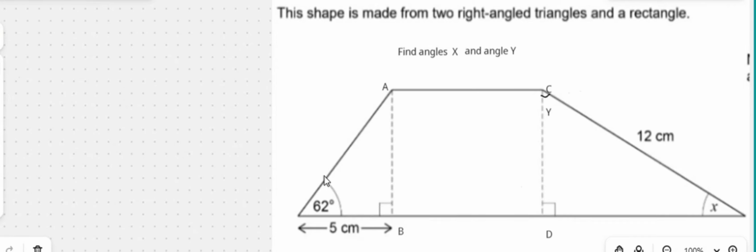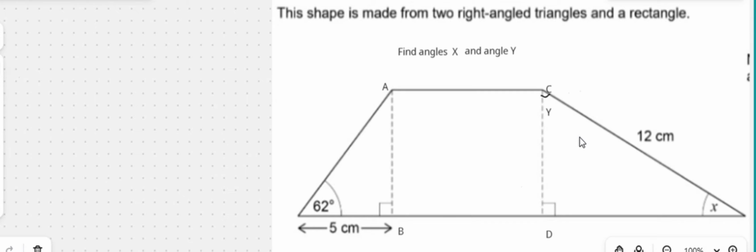Hello everyone. Today we have this question, and through solving this question I'm going to explain some concepts of the trigonometric functions. As you can see here, we have a shape that consists of a triangle, a rectangle, and another triangle, and please note that the two triangles are right angled triangles. So we need to find the angle x and the angle y.